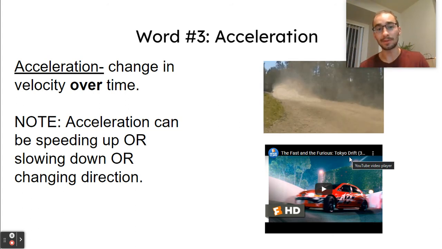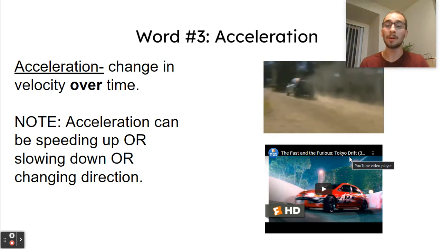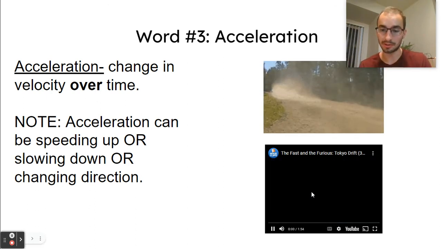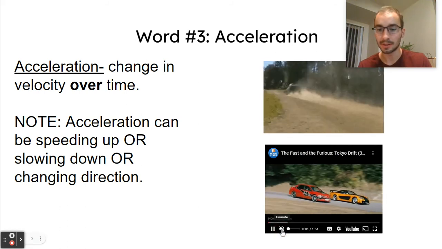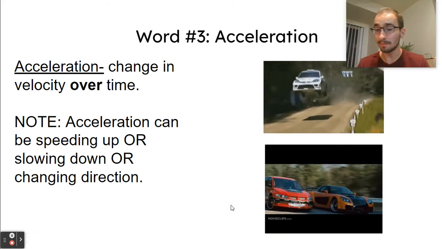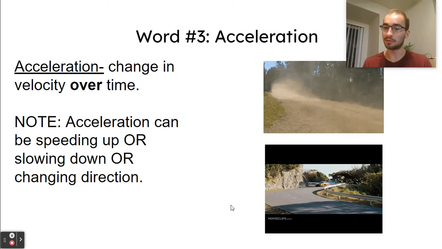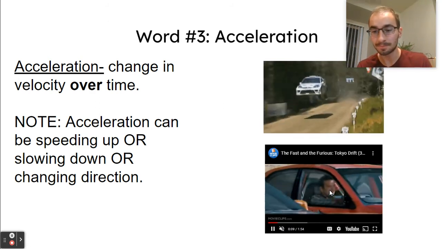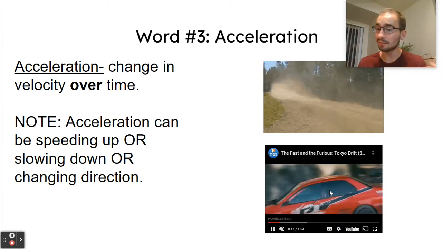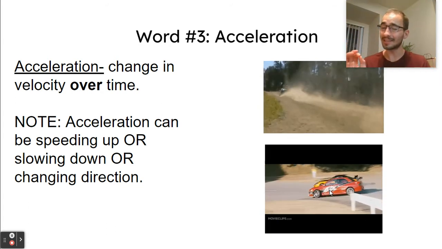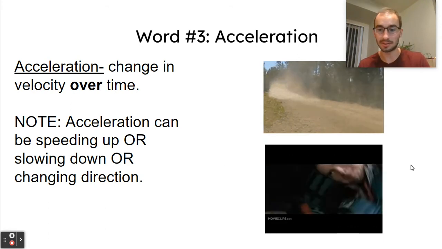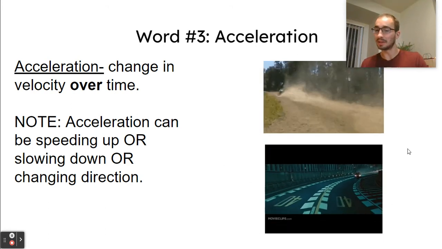But technically, acceleration can be speeding up or slowing down or changing direction. Those are all acceleration. So unlike this movie, the best Fast and Furious, Tokyo Drift, while these two characters are drifting, they're actually accelerating. Even if they're going the same speed, they're technically changing direction, so they are accelerating. So drifting counts too. Alright, great movie if you haven't seen it.